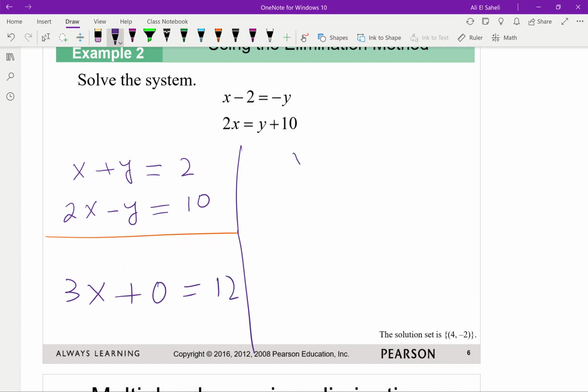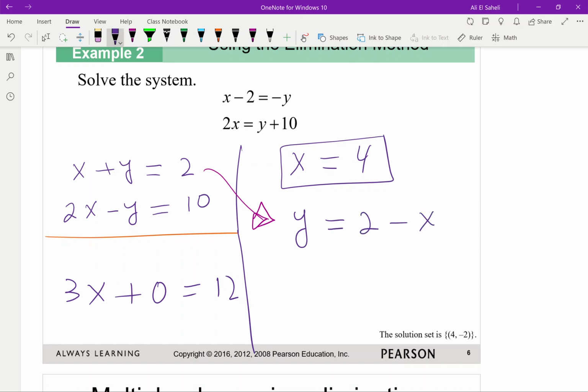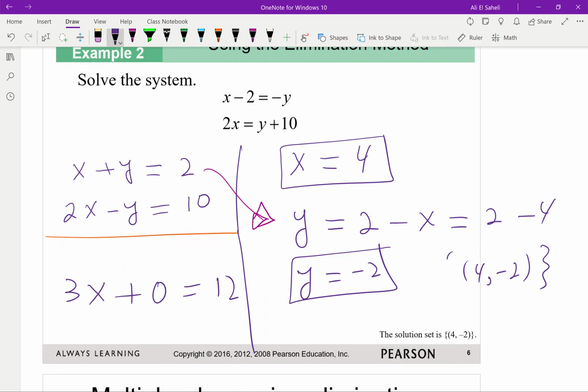which means x is 12 over 3. Okay. Now we get y from this equation. So y equals 2 minus x equals 2 minus 4, y equals minus 2. So the solution set is the set of (4, minus 2).